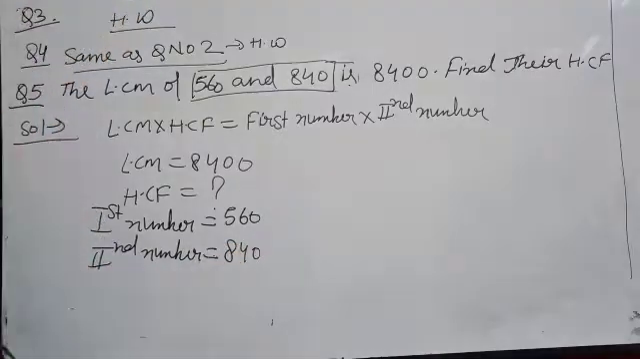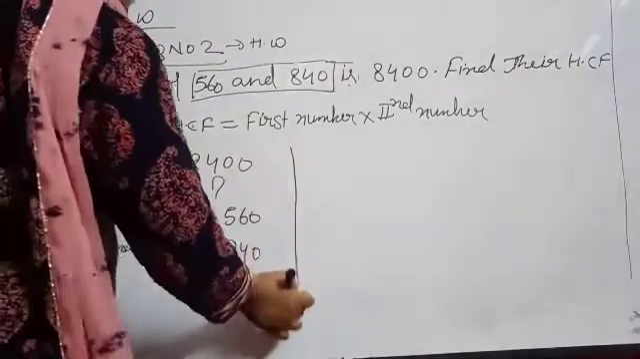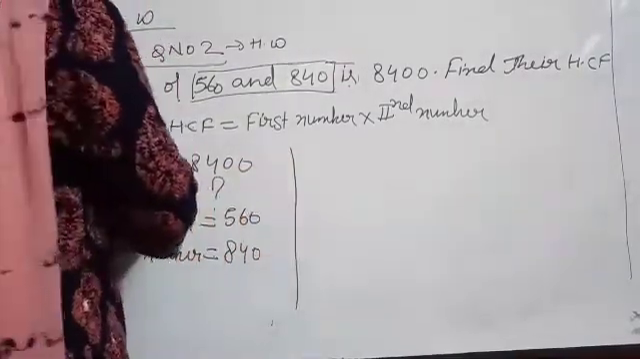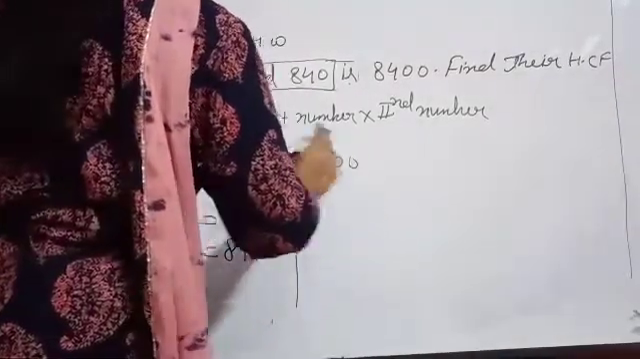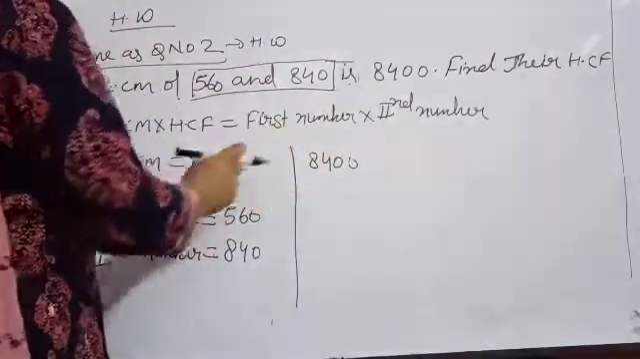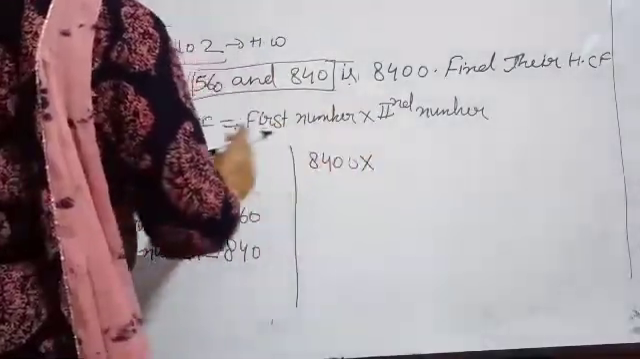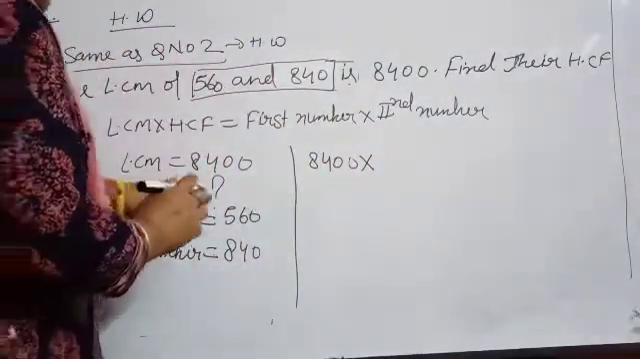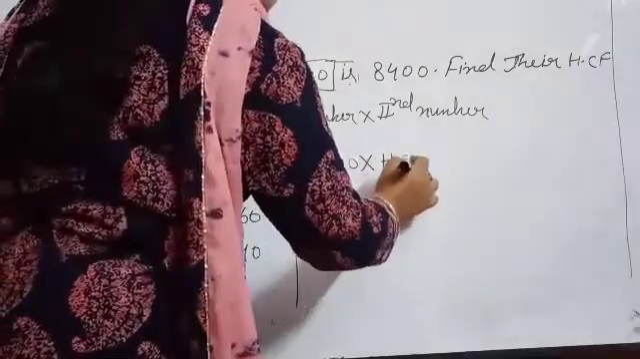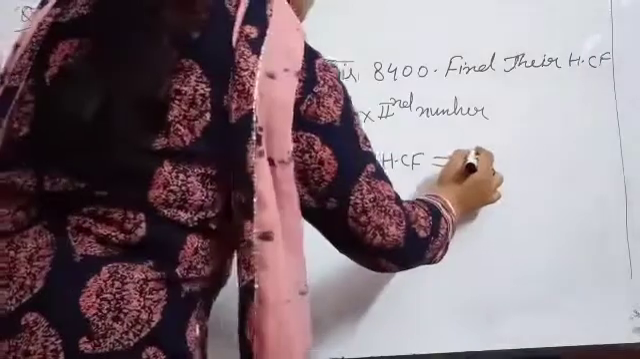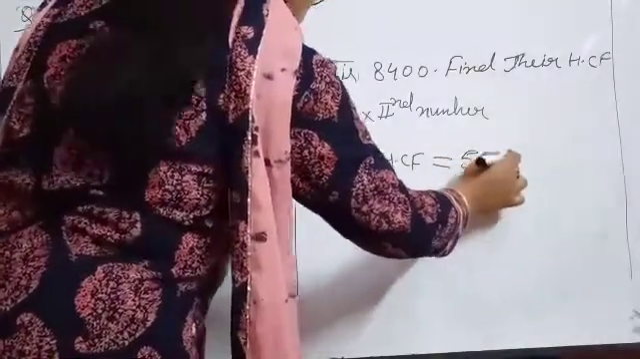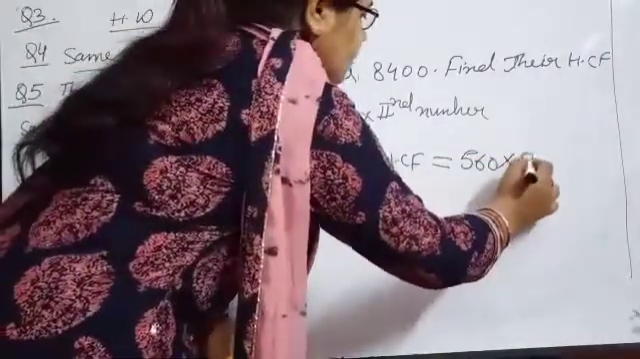I am hoping that everybody has understood. Now put the values here. LCM how much? 8400. Okay, I am putting all these things now in this formula I have written. Into SCF we have to find. So write it as SCF is equal to, first number is 560 and second number is 840.